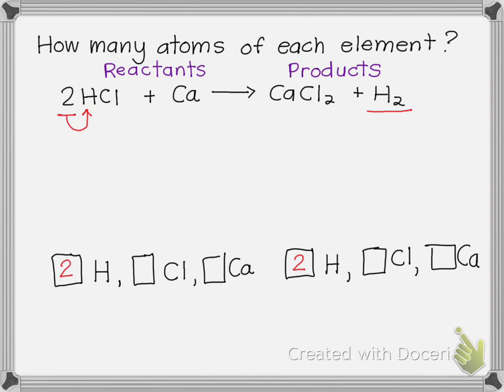Then if I look next at the chlorine, the 2 here as a coefficient will distribute through the formula behind it. So 2 times 1, there's also 2 chlorine. And on the product side, we have the subscript, which also tells me there's 2 chlorine.